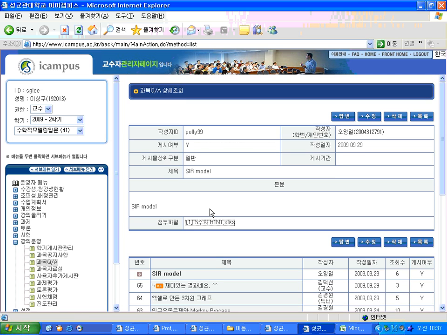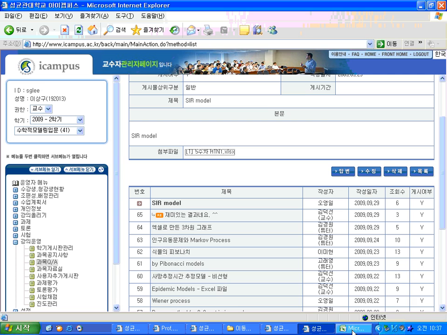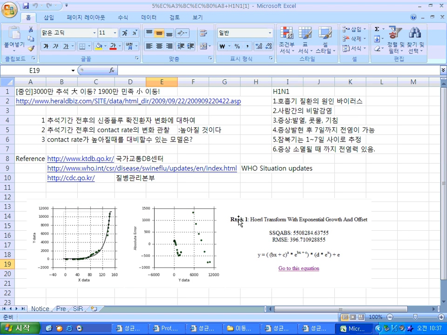And also Mr. Youngil Oh uploaded the SIR model with this year's Thanksgiving festival with the H1N1 influenza. So yeah, we will try to upgrade this and to see what can be done on this Thursday.